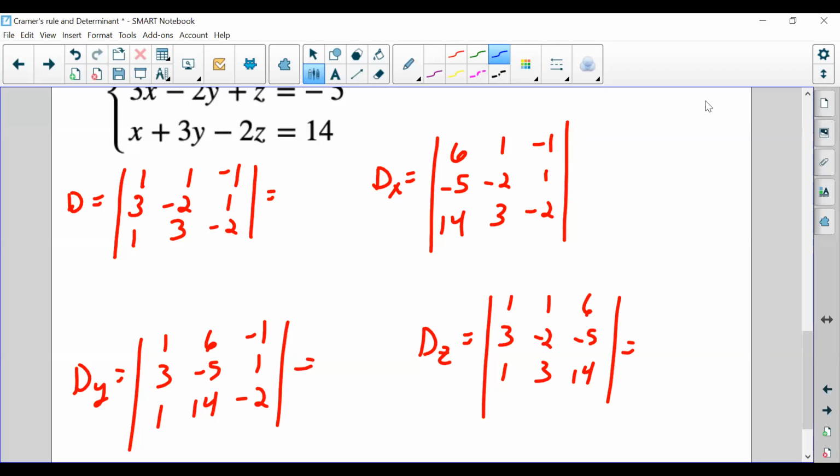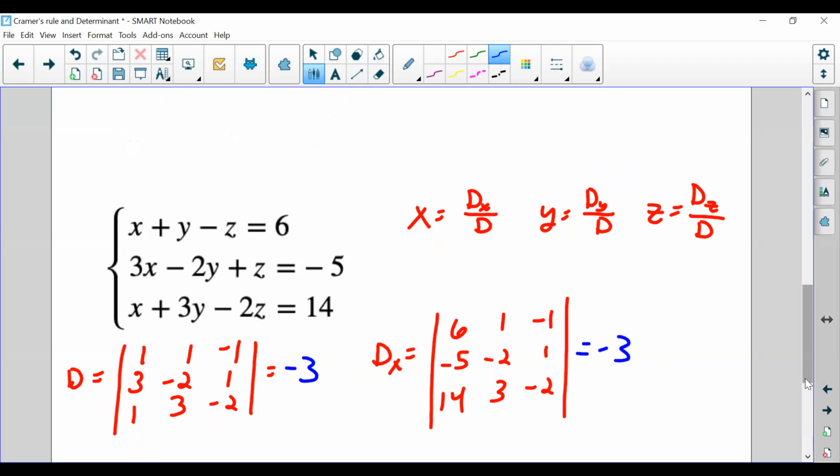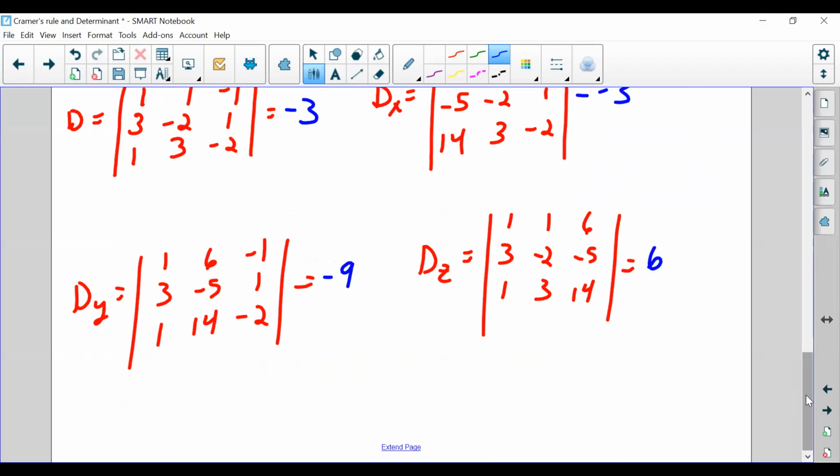Okay, so what was the determinant for d? Negative 3. Very good. Determinant for d sub x? It was also negative 3. Determinant of d sub y? Negative 9. And the determinant of d sub z? Positive 4, sorry. Okay, so everybody okay with those three? Now I'm ready to get my answers.